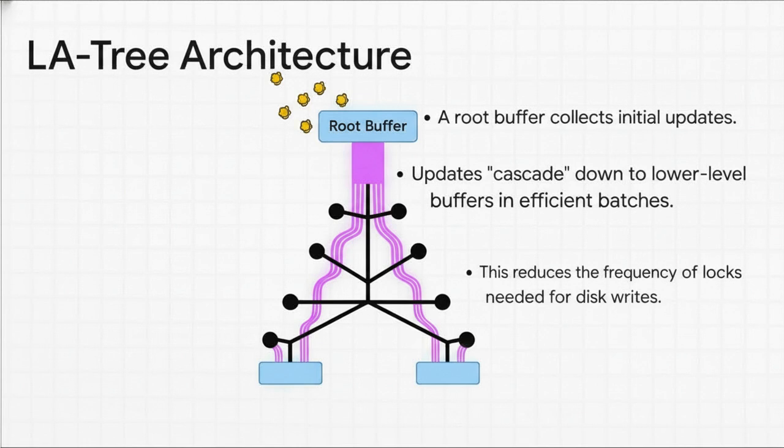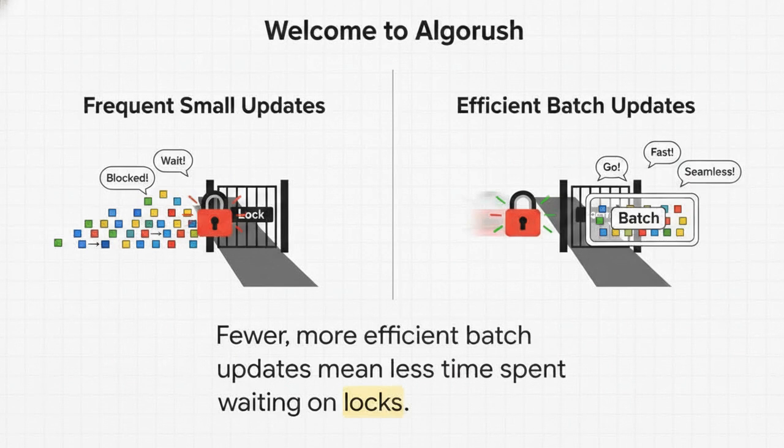So picture it like a series of funnels. New updates go into this wide buffer way up high in the tree. Then, every so often, all those updates are efficiently flushed. They cascade down in a big batch into the narrower funnels of the buffers on the lower levels.